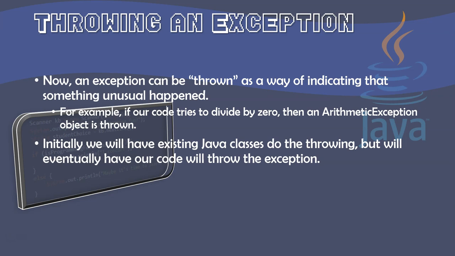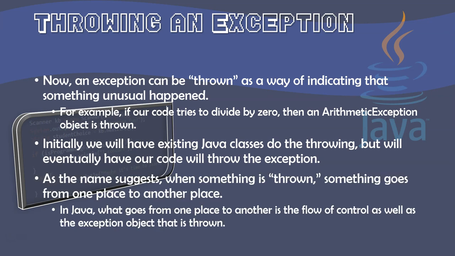But eventually, we're going to get to the point where we're writing our own exceptions, creating our own exception code that's going to handle things a little differently. As the name suggests, when something is thrown, something goes from one place to another. We're moving how our code and objects are being handled within the program and putting them through a different way to process it or get new input or whatever we want.